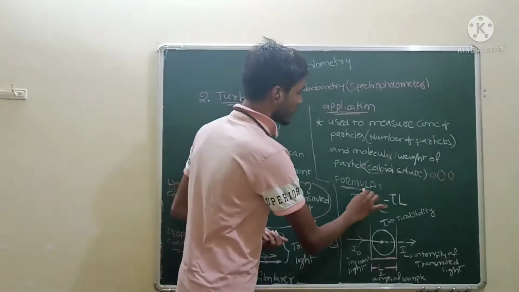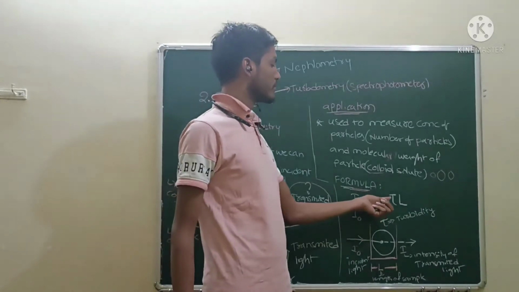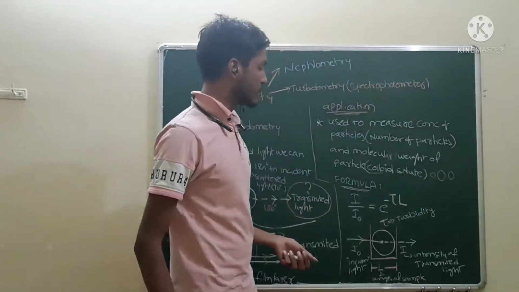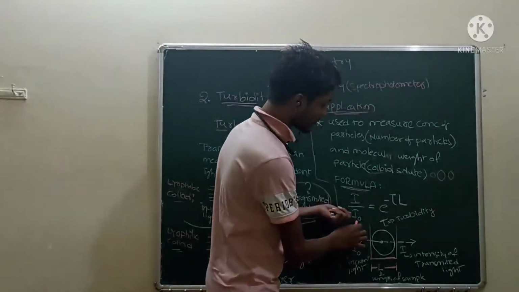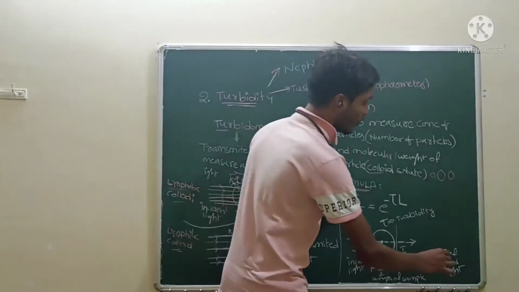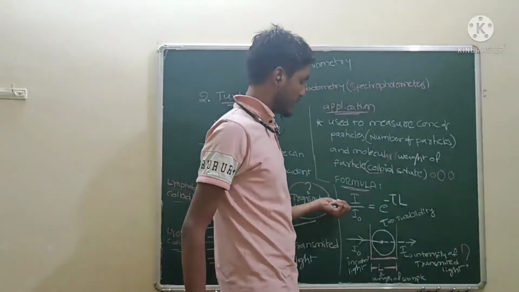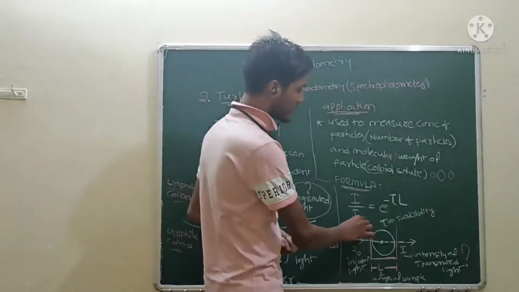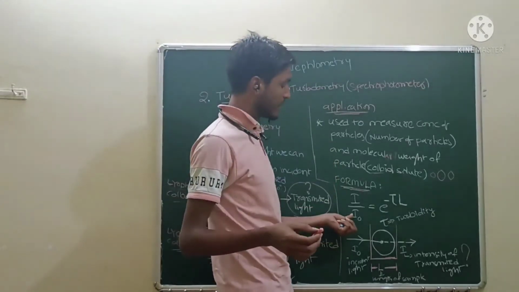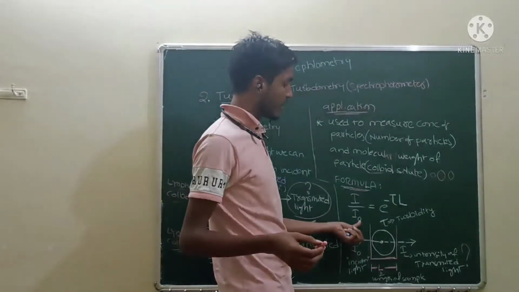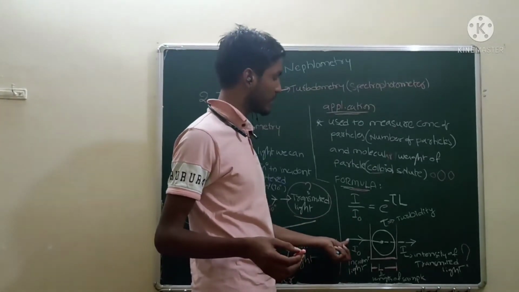So what is the principle involved in turbidometry? I divided by I naught is equal to e to the power of tau into L. See what it indicates. I means the intensity of the transmitted light, how much transmitted light is there. I naught means the intensity of the initial light, that is, the incident light intensity.